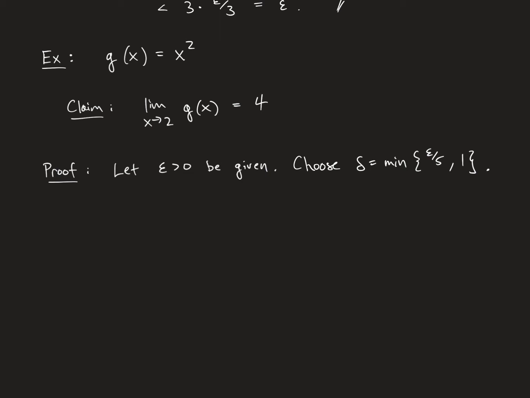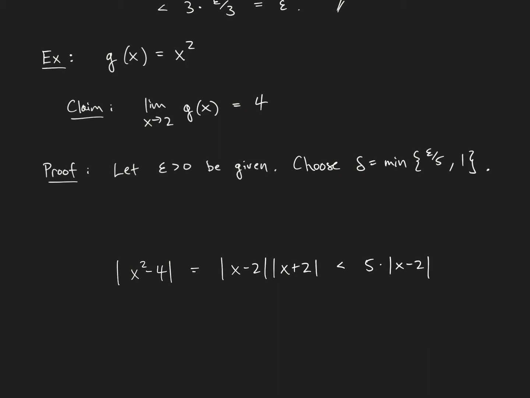Okay, so ultimately what we want to show is that the distance between x squared and 4, right, is less than epsilon. And we know we're going to get the absolute value of x minus 2 times the absolute value of x plus 2. And what we need to say is that the absolute value of x plus 2 is less than 5.